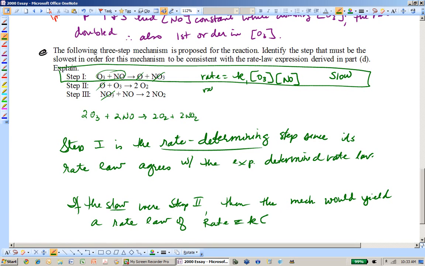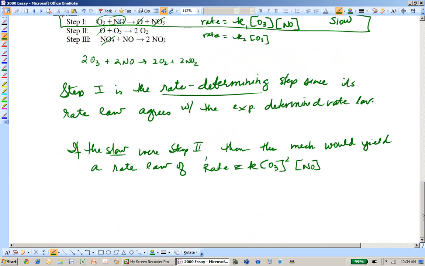This one would say rate equals K2 of O3, and I want you to picture my first 2 fingers on each one of my hands making quotes in the air, which I call air quotes, to say we're going to add these together. If we did that, then ozone is bimolecular and would have an exponent of 2, and NO, there's still just one of those, so it has an exponent of 1.